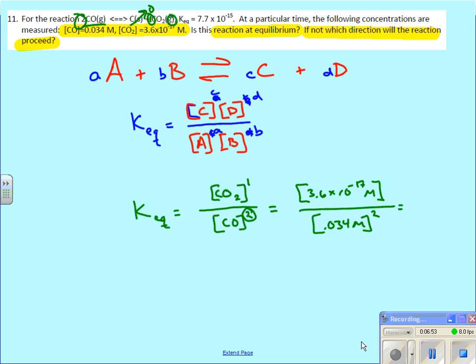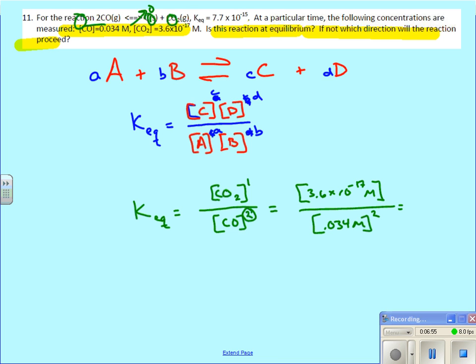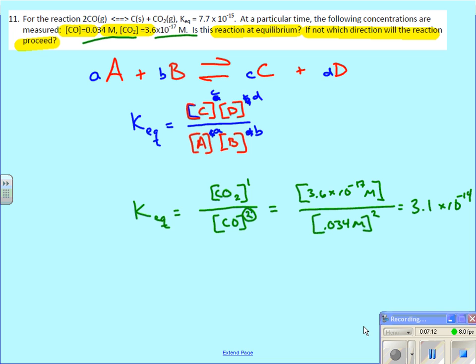So crunching the numbers given to us, the concentration of carbon monoxide was 0.034, carbon dioxide 3.6 times 10 to the negative 17. Very small number, there's barely any of that. And we'll find that the answer would be about 3.1 times 10 to the negative 14.